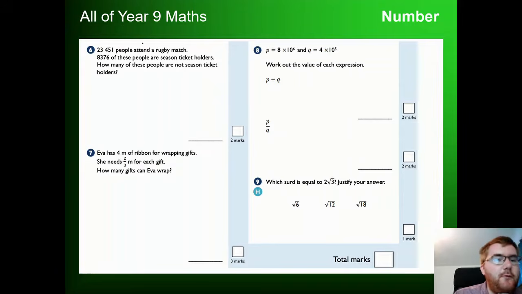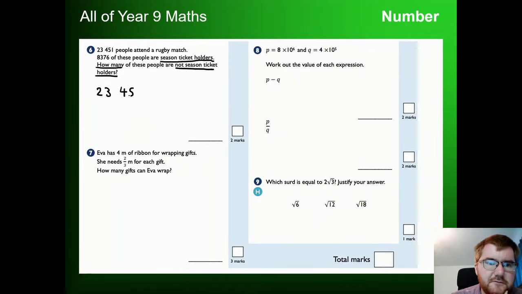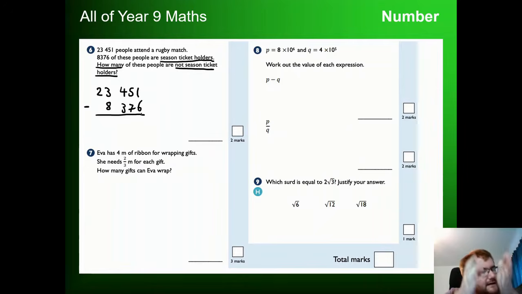Right, 23,451 people attend a rugby match. 8,376 of these are season ticket holders. How many of these people are not season ticket holders? Okay, so we need to find the difference between everyone that attends and those that are season ticket holders. So we need to do a subtraction here. 23,451 minus 8,376. Now notice, by lining it up very carefully, I make sure I don't make any particular errors.